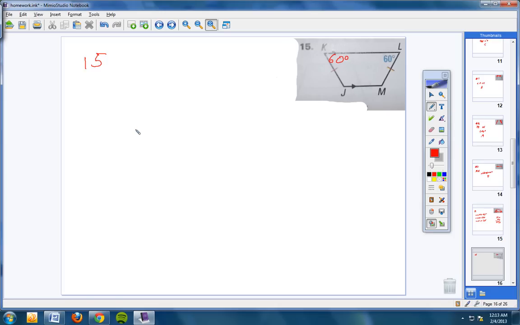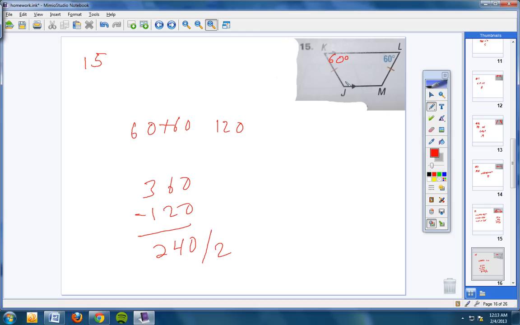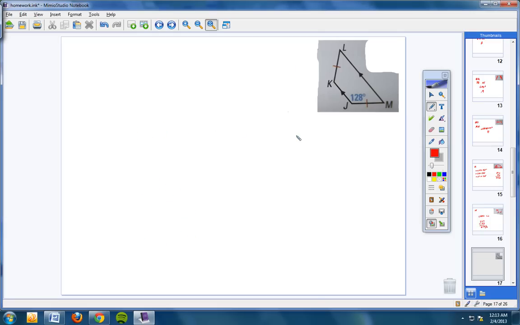Do you see that? And then if you add 60 plus 60, those two angles together equal 120. Well, all four angles have to equal 360, so subtract out 120. That will leave you 240. Divide that in half, and this angle has to be 120, and this angle has to be 120. All right? Okay, moving on to number 16.